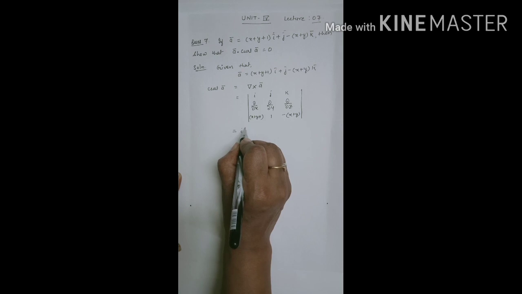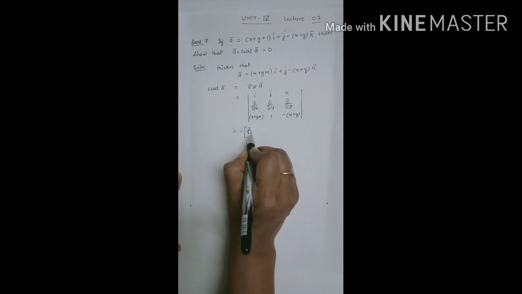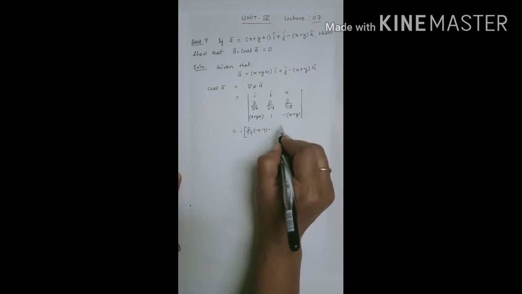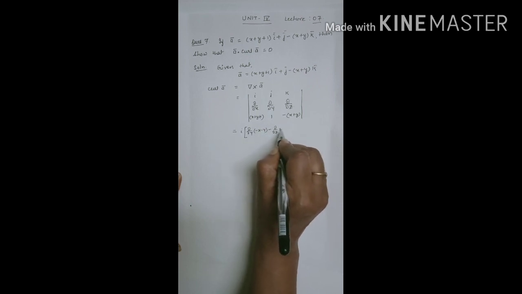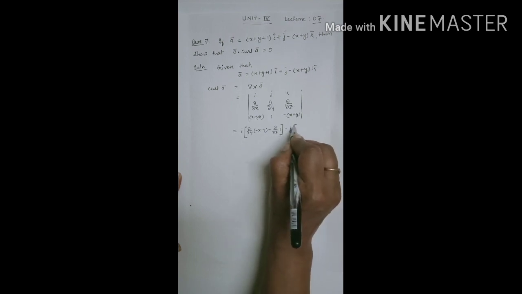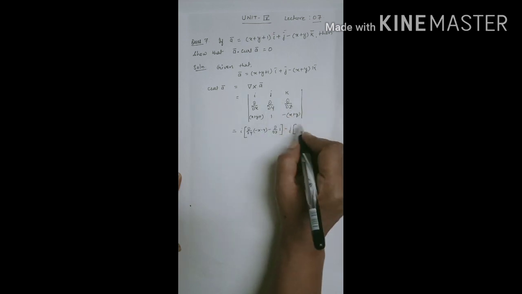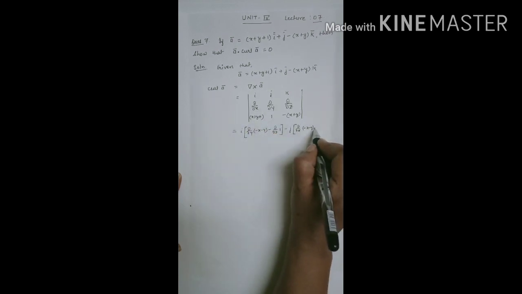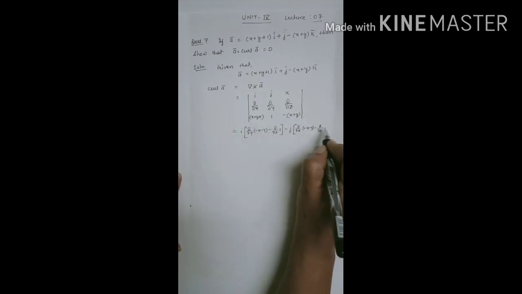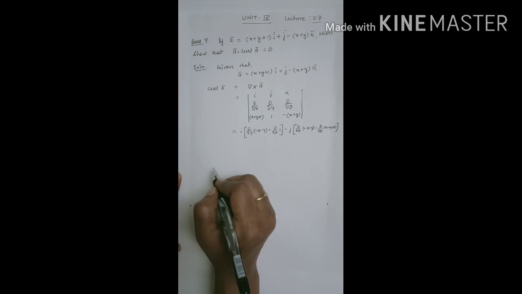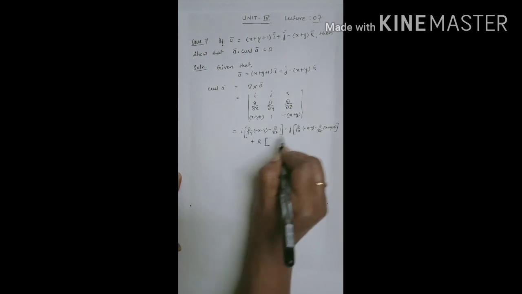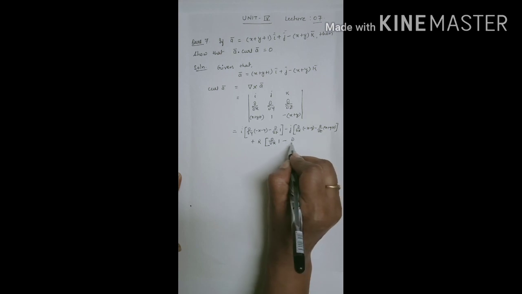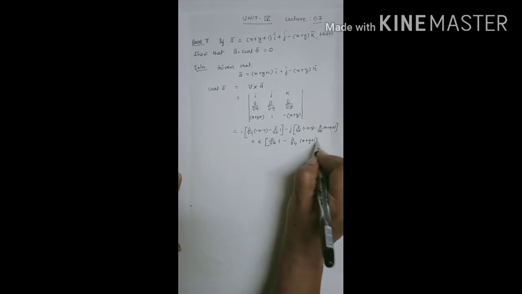So that is i times of del by del y of minus x minus y, minus del by del z of 1, minus j times of del by del x of minus x minus y, minus del by del z of x plus y plus 1, plus k times of del by del x of 1 minus del by del y of x plus y plus 1.